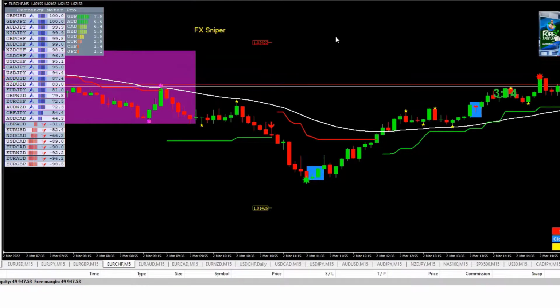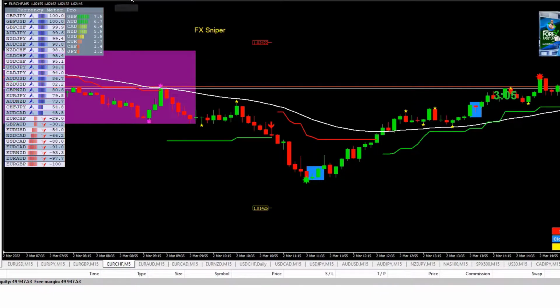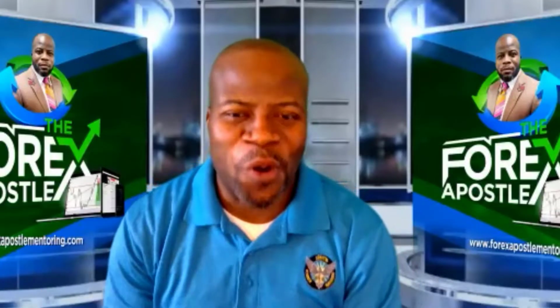1.02422. So this strategy, you can use it for both higher time frame, smaller time frame, lower time frame, medium time frame. It doesn't matter. Once you just understand it, you begin to profit with it.